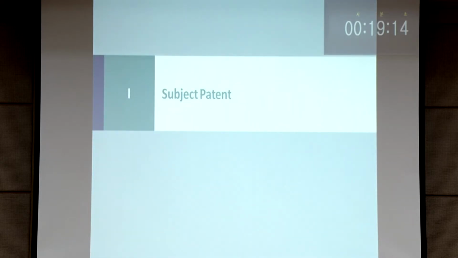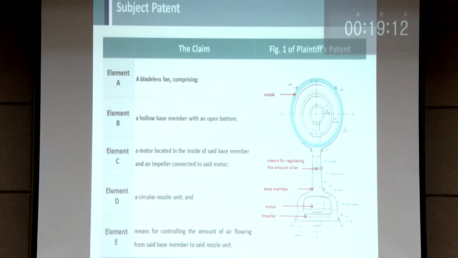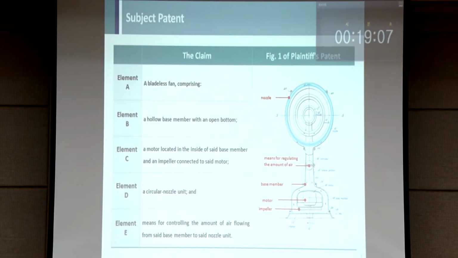First, let's take a look at the subject patent. The subject patent is about an invention of a bladeless fan, comprising a hollow base member with an open bottom, a motor located in the inside of the said base member, and an impeller connected to said motor, a circular nozzle unit, and means for controlling the amount of air flowing from said base member to said nozzle unit.